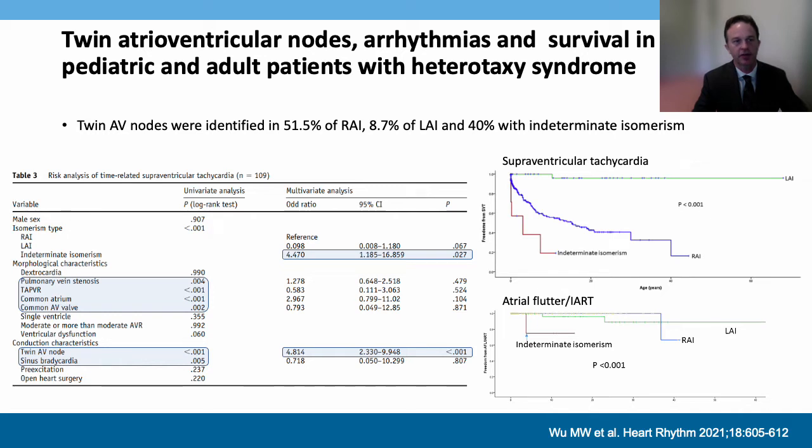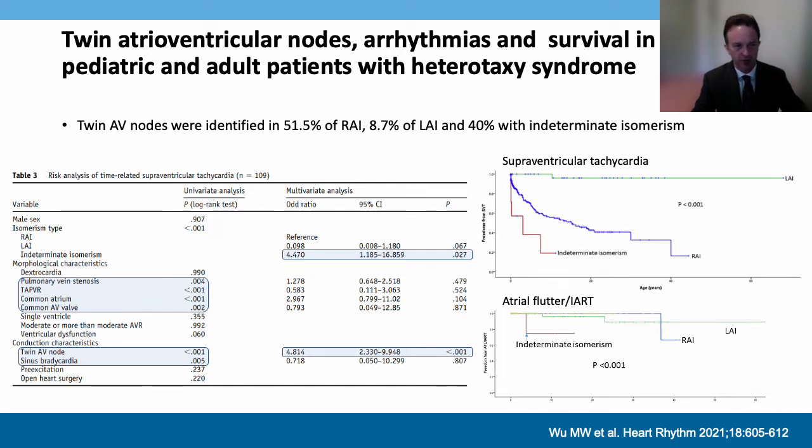And they found that twin AV nodes electrocardiographically were identified in 50% of patients with right atrial isomerism, 9% of patients with left atrial isomerism, and 40% of patients with indeterminate isomerism, similar to the pathologic descriptions. And they found that, again, SVT was most common in patients with right atrial isomerism, but also in patients with indeterminate isomerism, which I think is important.